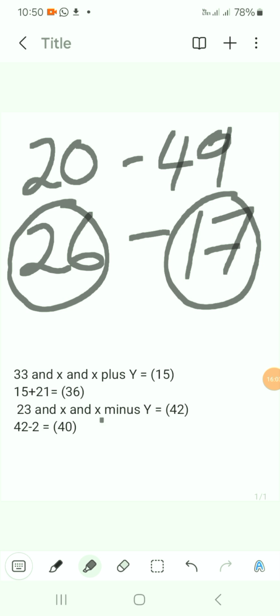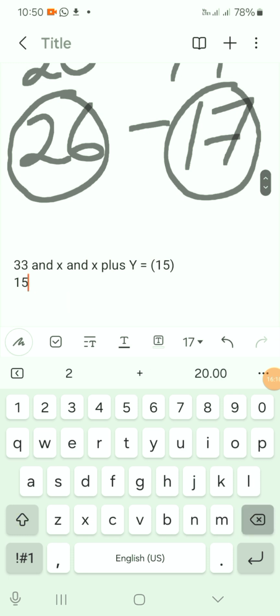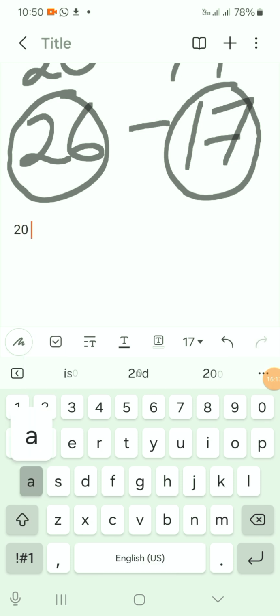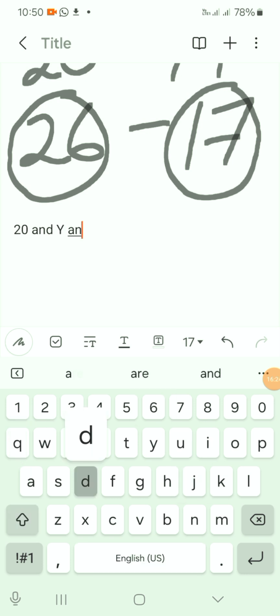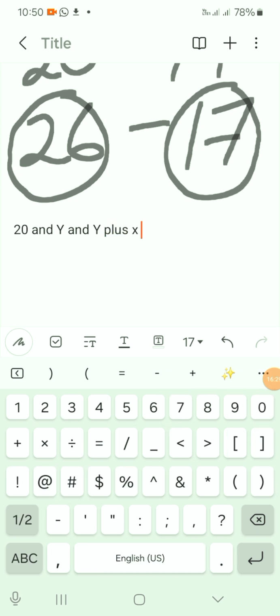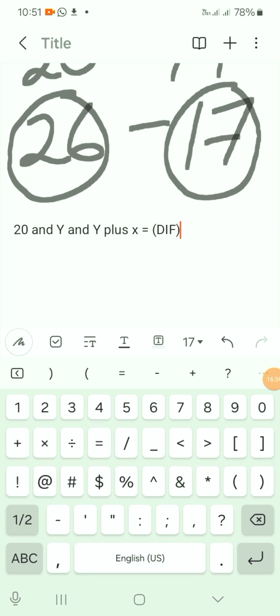Let us erase this one. We are now on tea time. On tea time, we are going to say 20 and x, 20 and y. My bad, we are going to do the opposite now. 20 and y, minus x, equals the DIF, which is the difference.